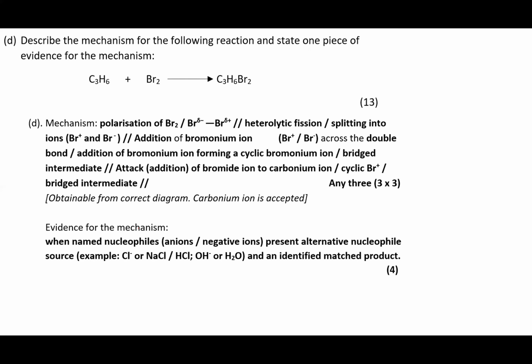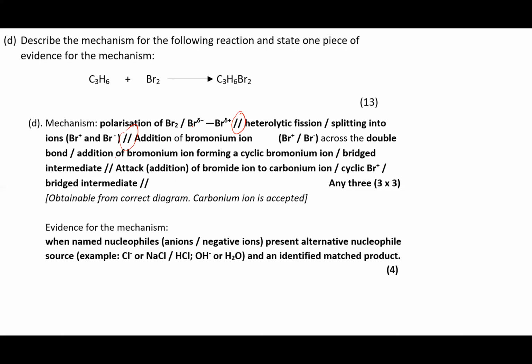Okay, so then you have the addition of the bromonium ion across the double bond, forming the cyclic bromonium ion, and then the attack of the bromide ion on the carbon atom. Okay, so again, these double slash marks split up the different answers, and the single ones give you options for that answer. So any 3 of these. So we have 1, 2, 3, 4. We have 4 options, and if you get 3 of those, you'll get the 9 marks.